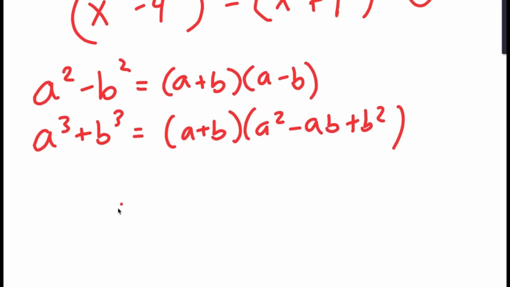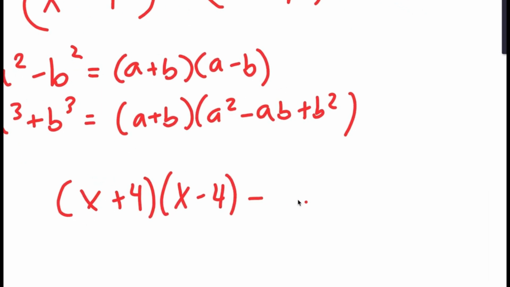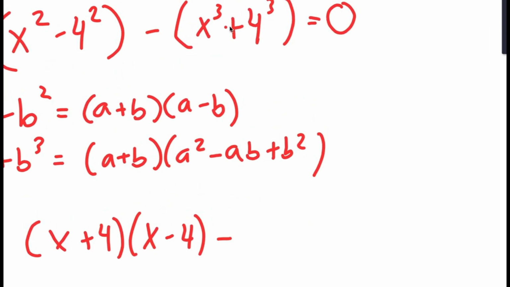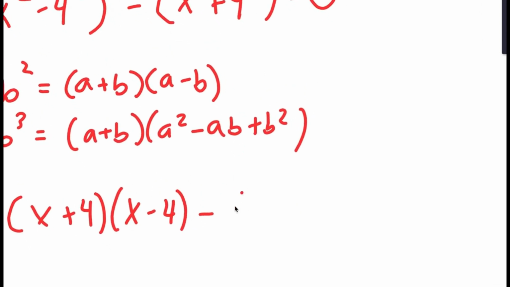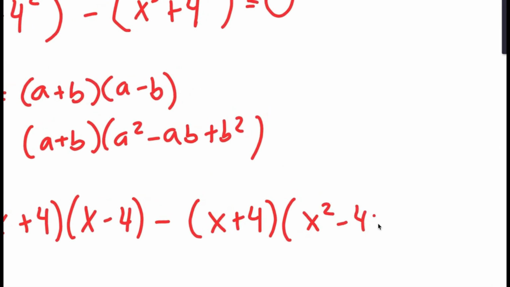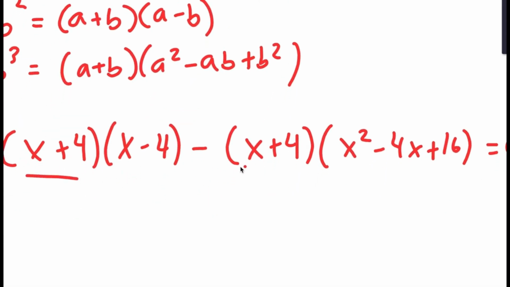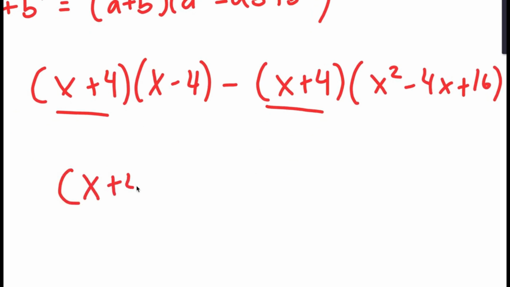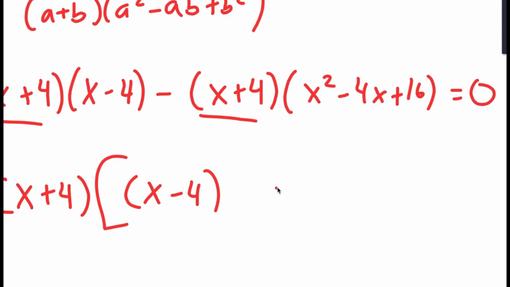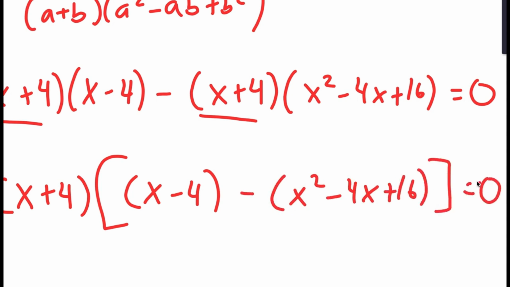So for x squared minus 4 squared, it's going to turn into x plus 4 times x minus 4. And this minus x to the power of 3 plus 4 to the power of 3 is going to turn into x plus 4 times x squared minus 4x plus 16. Now, because both of these terms have x plus 4 in them, I can factor out x plus 4. So I get x plus 4 times x minus 4 minus x squared minus 4x plus 16 is equal to 0.